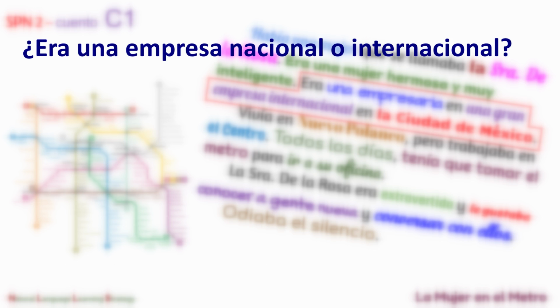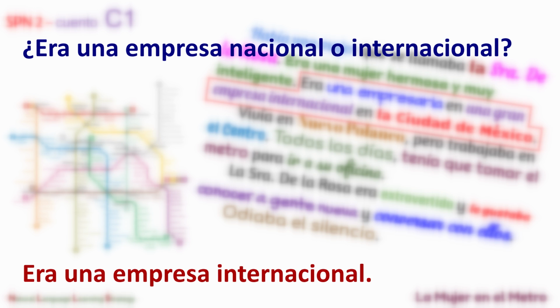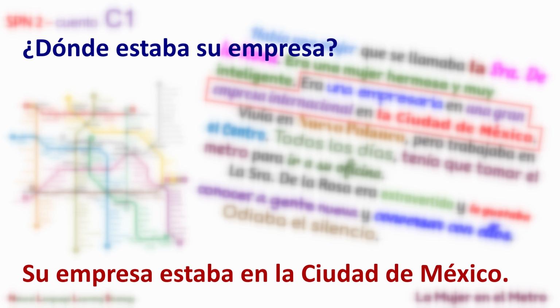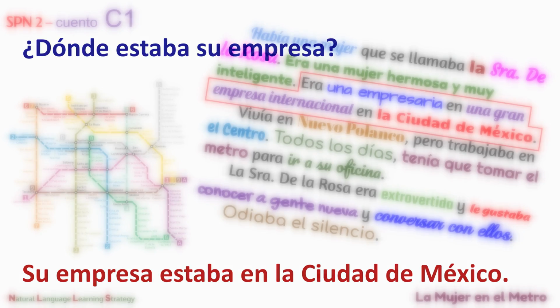¿Era una empresa nacional o internacional? Was it a national or international business? Era una empresa internacional. It was an international business. ¿Dónde estaba su empresa? Where was her business? Su empresa estaba en la Ciudad de México. Her business was in Mexico City.